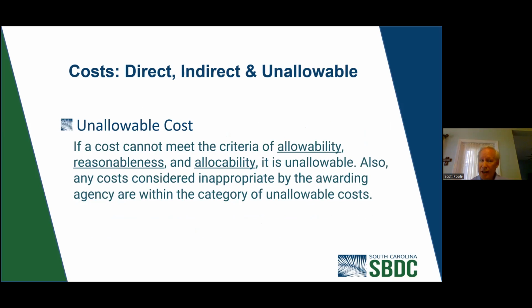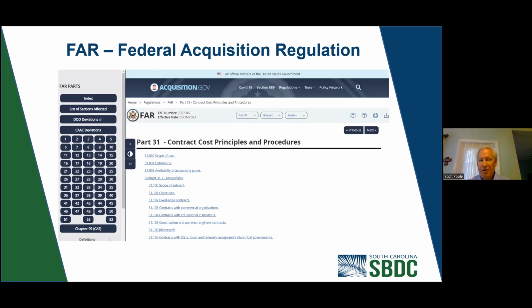And there's also unallowable costs. If a cost cannot meet the criteria of allowability, reasonableness, and allocability, it's unallowable. Also, certain contracts, when you're awarded them, might say, hey, we're going to make this one unallowable. You can't charge us directly for this one. Now, what I do here, all these are coming through with FAR 31.